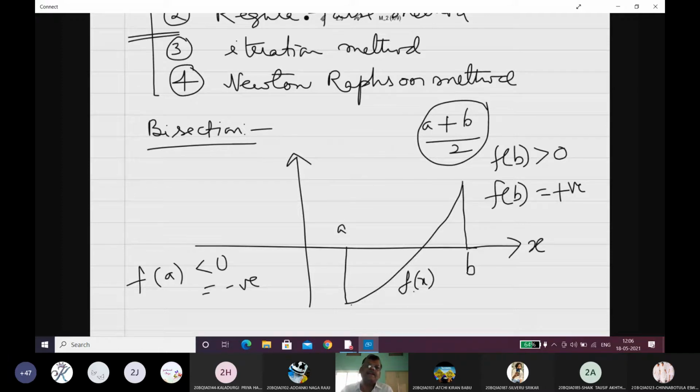Right? Applying this method, we have to find the roots for the bisection. First initial approximation is a plus b by 2. And again we have to check f of a and f of b, and the product of the values should be less than 0. One is positive, another is negative, then the product is always negative. That is very, very important.